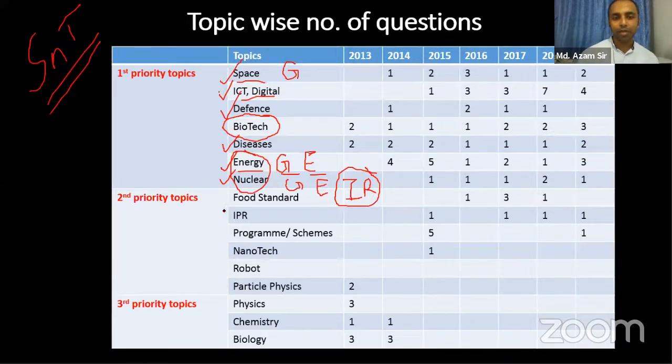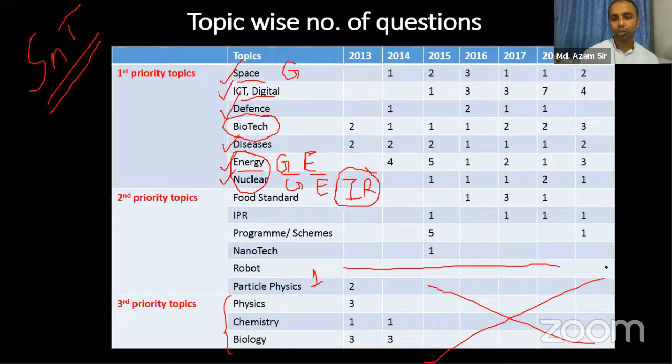The second priority topics are food standards, intellectual property rights, the programs and schemes, nanotechnology, robots, particle physics. And the last priority topics, as I have been saying since the beginning, are physics, chemistry, and biology. You can see from 2015 onwards, from particle physics or chemistry or biology, there has been no question altogether. From particle physics, there was one question in the mains in 2018. In prelims, it was not asked. For robots, you can see absolutely zero questions, but there was only one question in the mains.